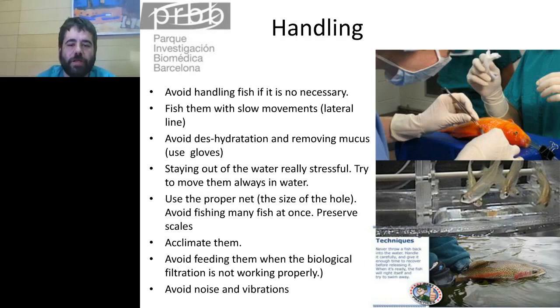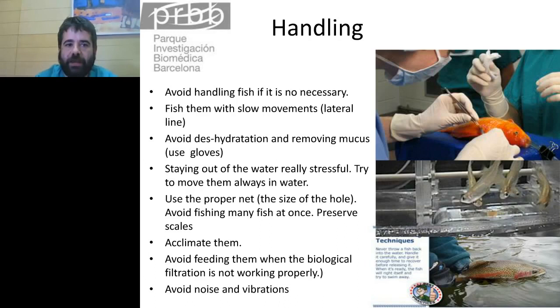So we have to use a proper net and gloves. Also, we have to use wet materials that avoid drying the fish and removing the mucus, and also decrease the level of dehydration. How? We can cover the fish with wet paper or something like that, which prevents the fish from drying. Also, if we have to change the fish from one water to another, we should acclimate them so the physiology will be adapted to the new conditions of the water.